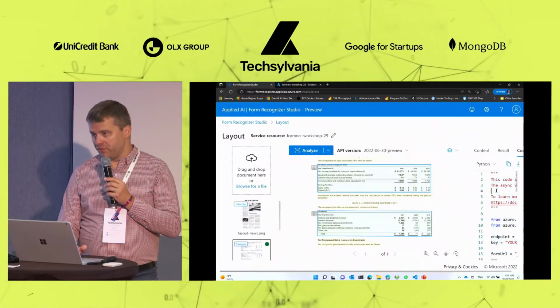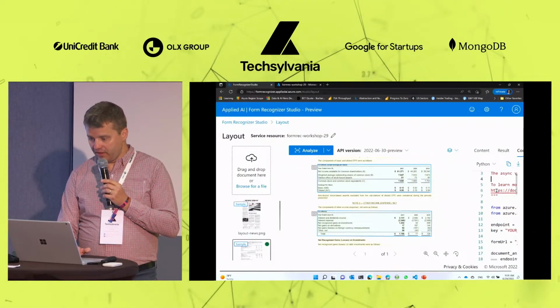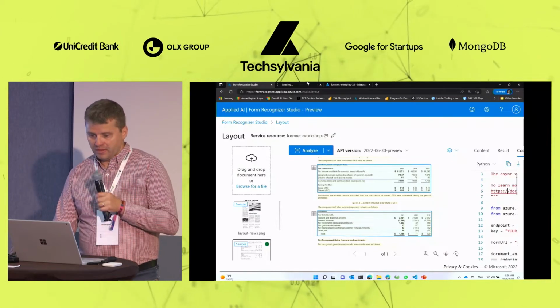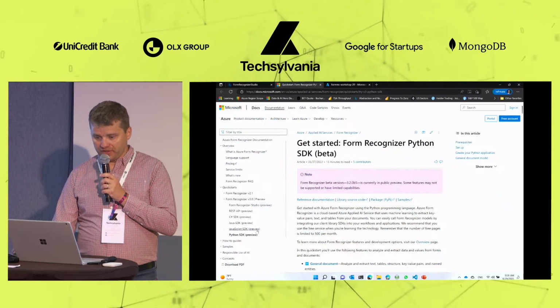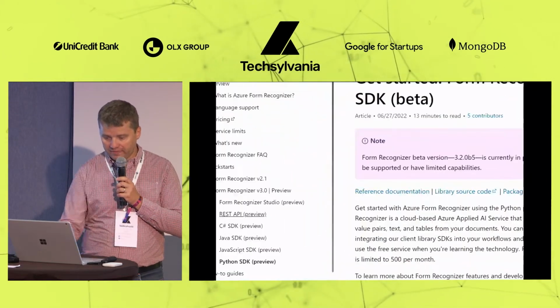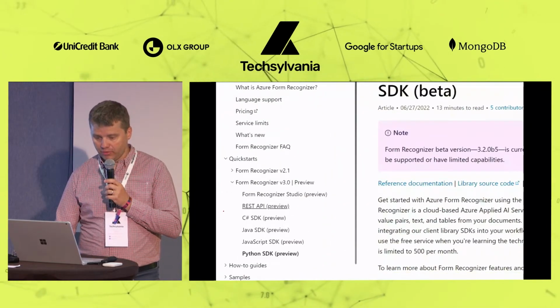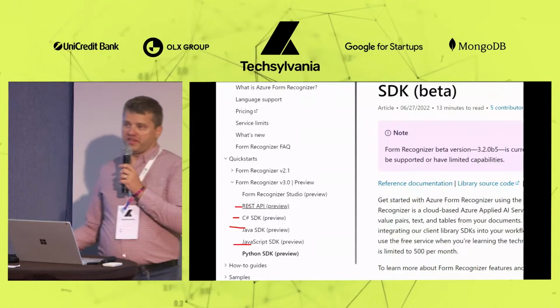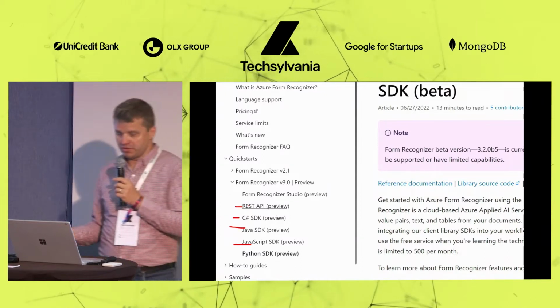If you don't use Python, if you use something else, there is a link here in the documentation that will take you straight to the documentation for the SDK. So over on the left side, we have the Python SDK, but we also have C#, Java, JavaScript, and then just a REST API that you can use from any language, right?